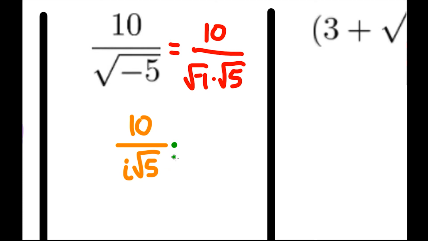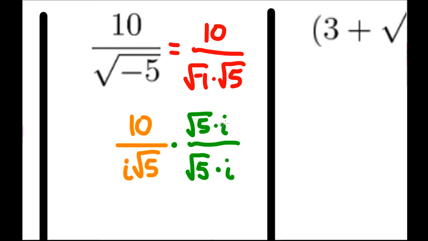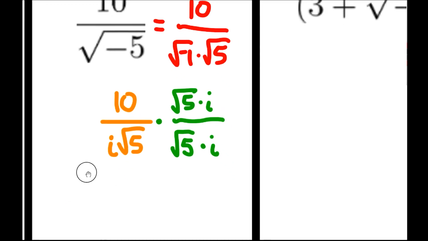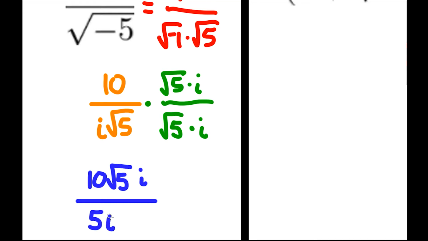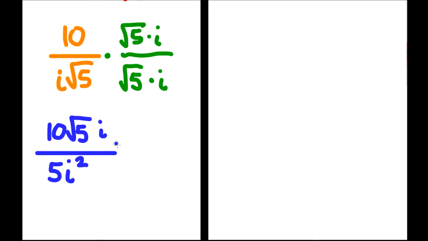And while we're there, we can't have radicals in the denominator as well. So I'm actually going to multiply by the square root of 5 times i. Okay, so multiplying the top and the bottom by i root 5. Now why this gets rid of the i, I'll show you right now. You have to multiply across here, so it'd be 10 times root 5 i divided by, well, root 5 times root 5 is 5, and then i times i is i squared. So you end up with something like that.